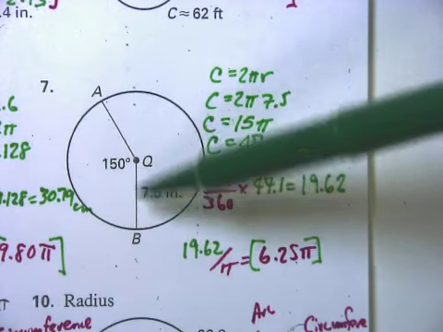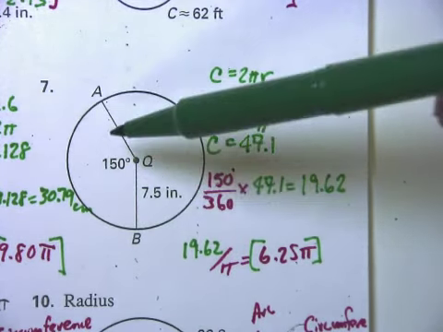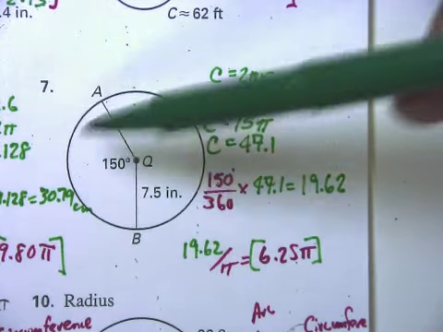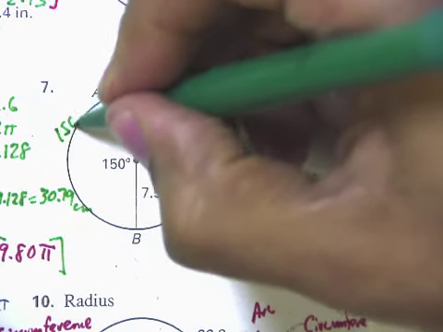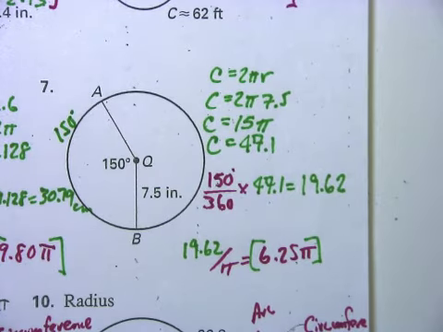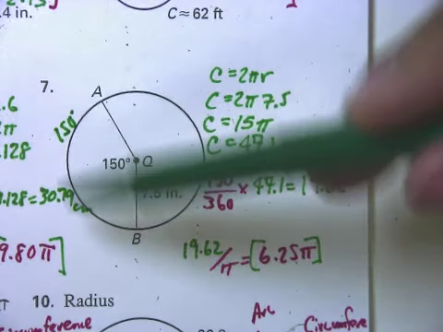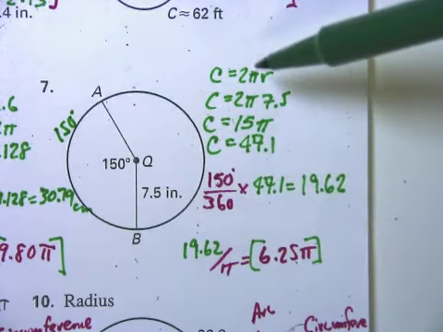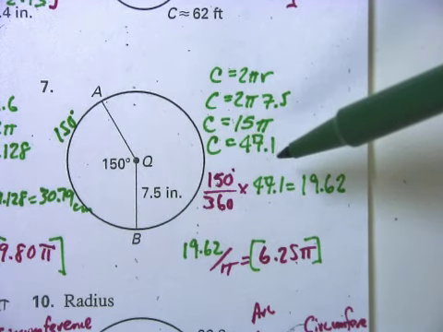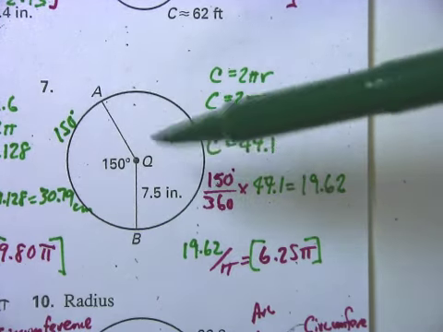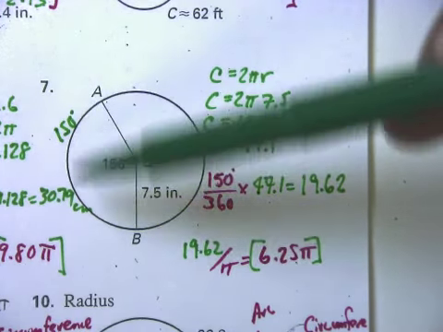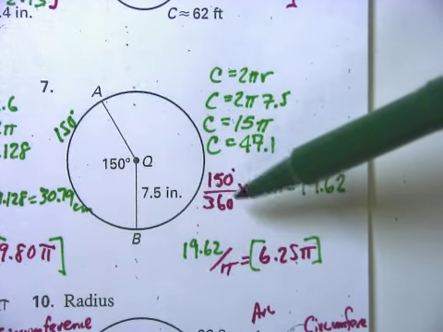Question number 7, I do the same thing again. I find my radius is 7.5. This central angle is 150. They want to know how big this arc is. So naturally, this arc is also going to be 150 degrees. The first thing I want to know is, what is the circumference of the circle? So I use my formula here, and it comes out to be 47.1.